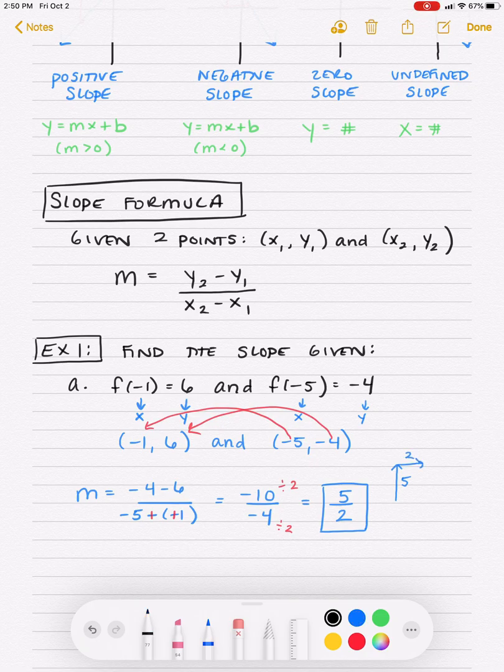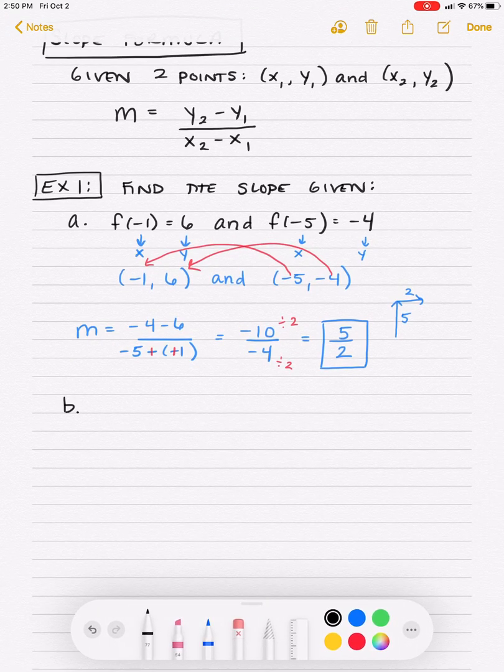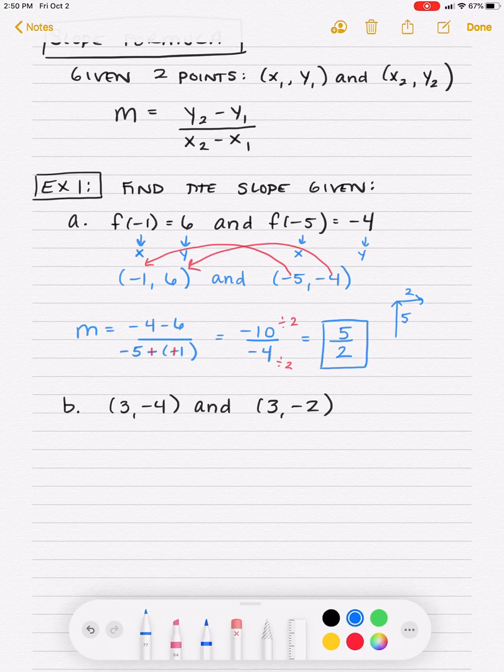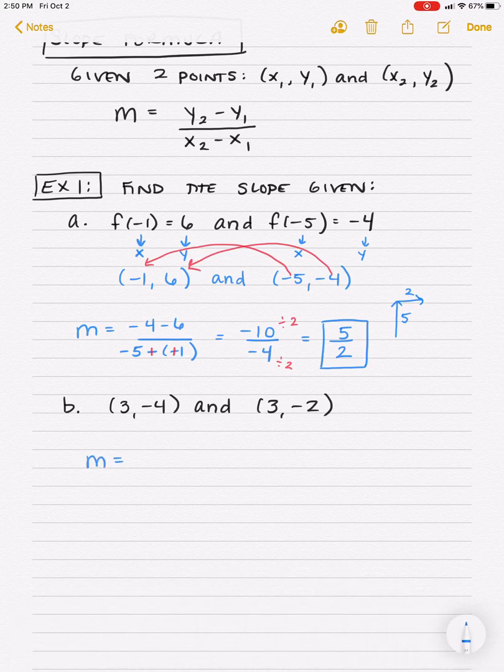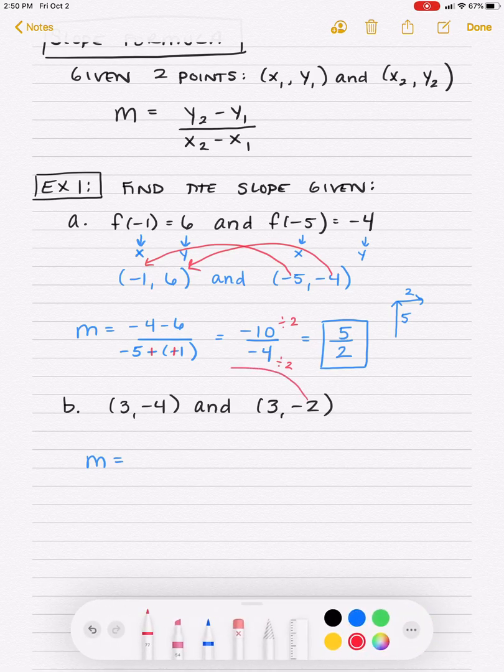We're going to look at one more. Let's suppose this time we are given the ordered pairs 3, -4, and 3, -2. Let's set this up. Your slope is going to be equal to, again, y2 minus y1. So -2 minus -4. And then it's going to be x2 minus x1. And so we see 3 minus 3.